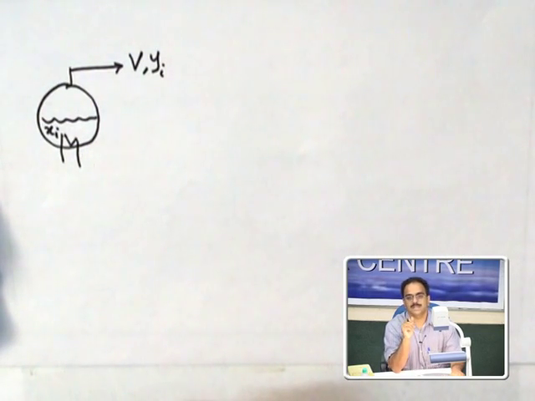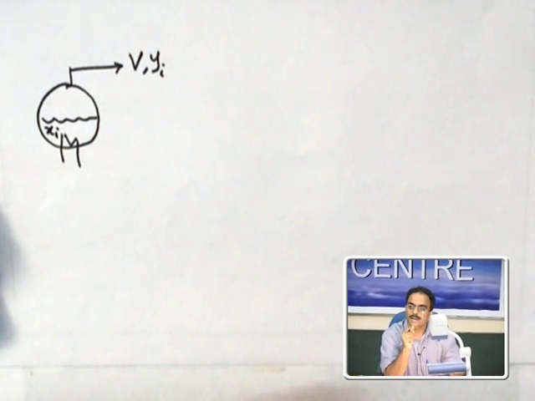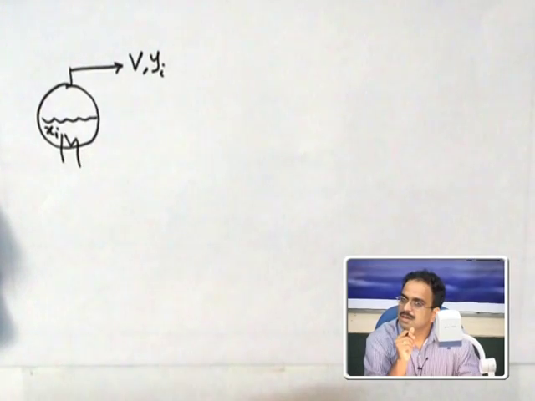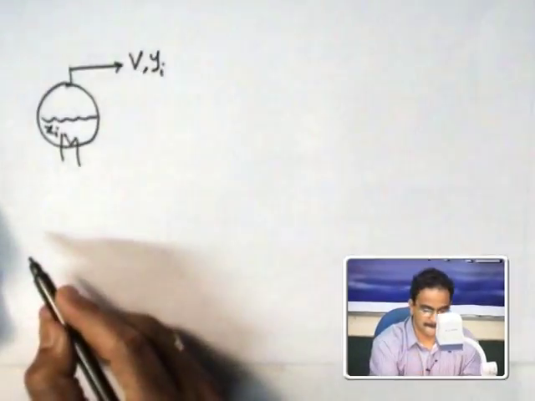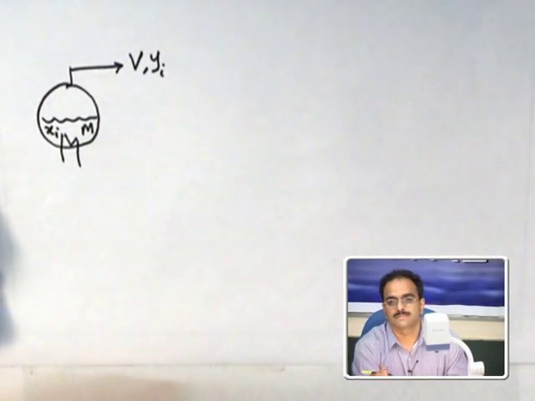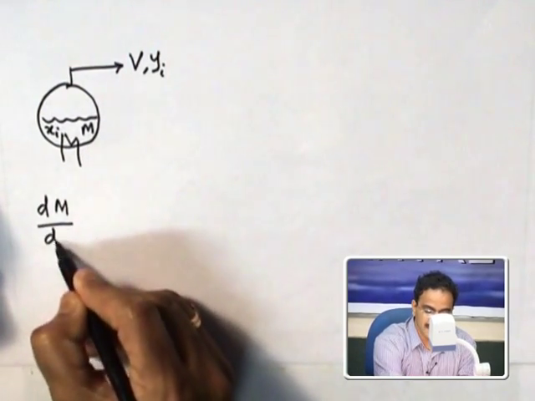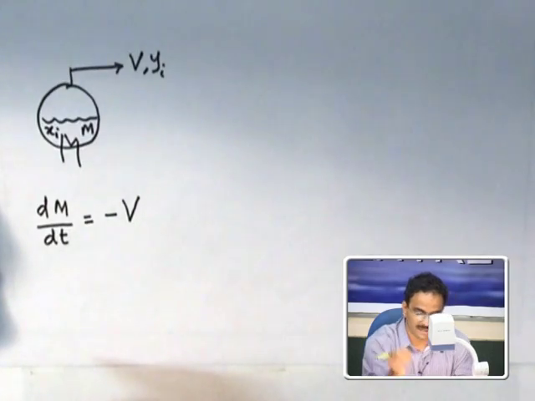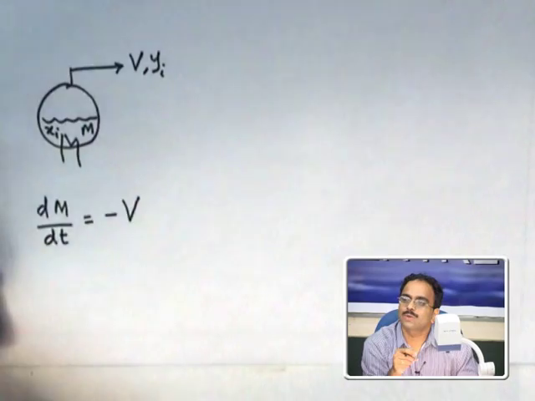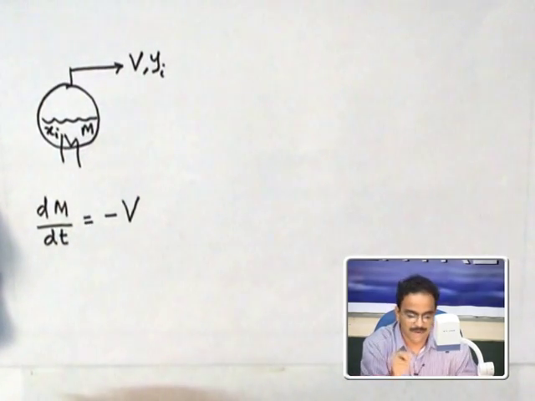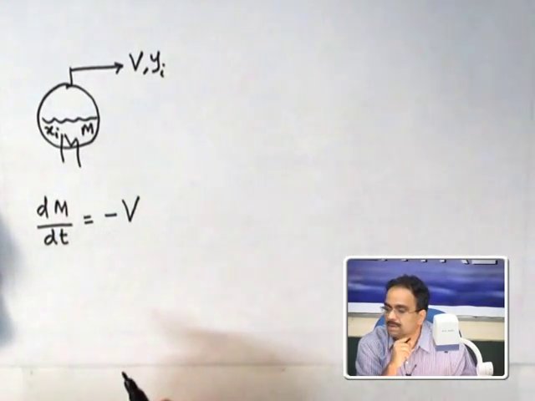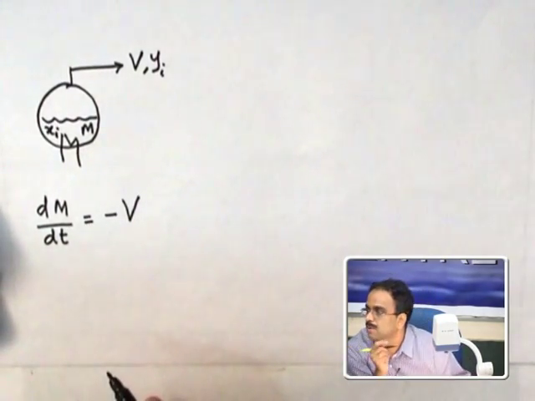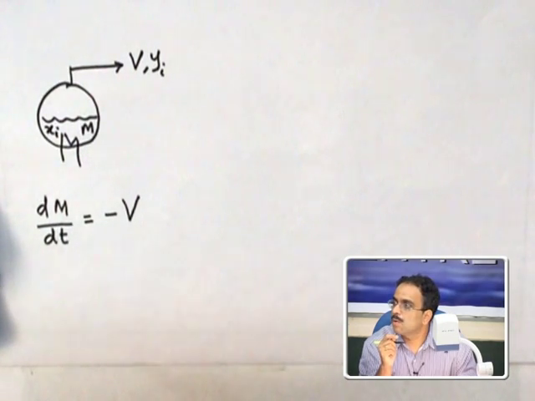Now I want to write a model for this system. I want to write some equations: the overall material balance and the component material balance. Can I write the equation for the overall material balance, how things will change with respect to time? Suppose M is the holdup. I have dM by dt equal to negative V, because the holdup is going to decrease with time, and it will depend on the rate of removal of material through the vapor phase, because no other outgoing stream, only vapor is going out. This is one equation, the overall material balance.